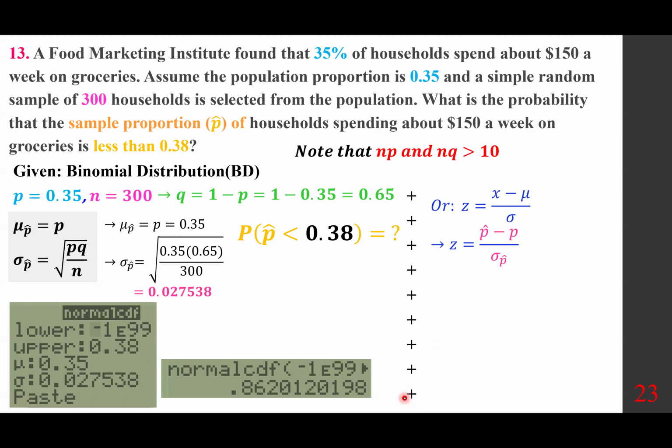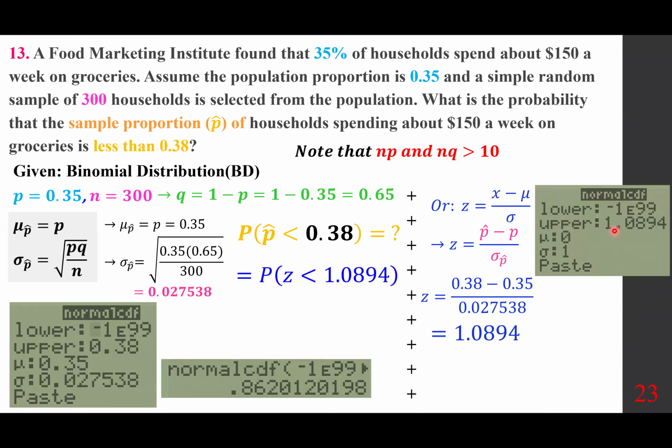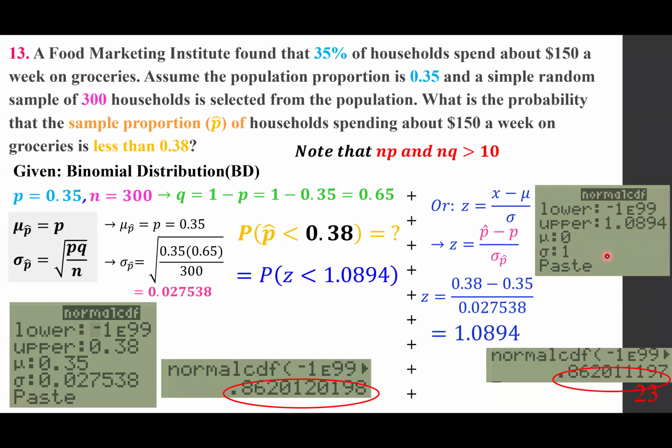We could also calculate the z as follows. This is the second method. X minus mu over sigma. So in this case, p hat minus p over sigma of p hat. And that's 0.38 minus 0.35 divided by 0.027538, resulting in this number, which means now probability of z less than this number. And again, lower, upper, mu is 0, sigma is 1. And as you can see, the answer in all cases is the same. And if you stop at 1, 2, 3, 4, let's say here, it doesn't change. So 0.8620 is the final answer.